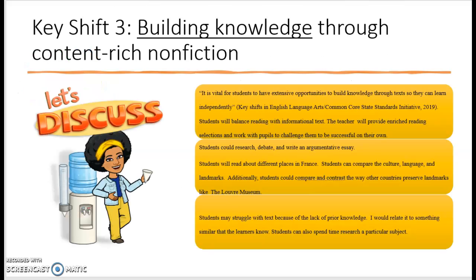Key shift 3: building knowledge through content-rich nonfiction. It is vital for students to have extensive opportunities to build knowledge through text so that they can learn independently. Students will balance reading with informational text. The teacher will provide enriched reading selections and work with pupils to challenge them to be successful on their own. In this instance, the teacher is the facilitator.